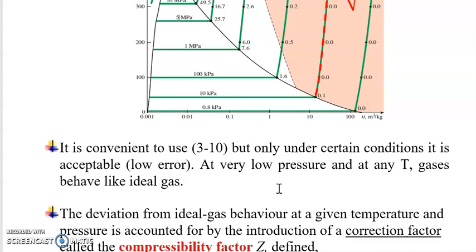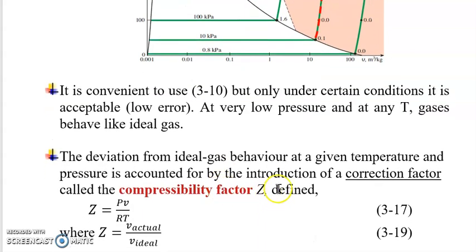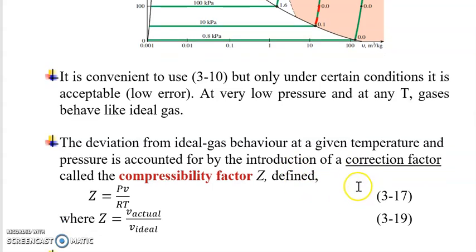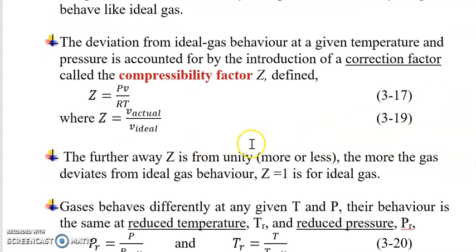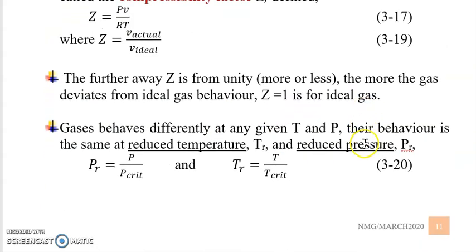Low error occurs at very low pressure, and at any temperature, gases behave like ideal gas. The deviation under other conditions can be corrected with a correction factor. We call it the compressibility factor, Z, which is defined as Pv/RT. For ideal gas, Z is equal to 1. You can see that in 3.17, 3.19. The further away Z is from unity, whether less than 1 or more than 1, the more the gas deviates from ideal gas behavior.